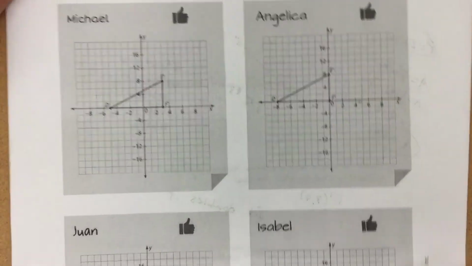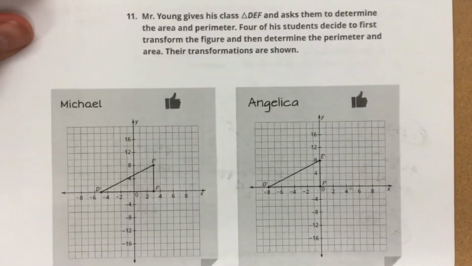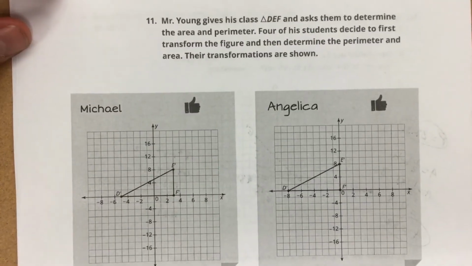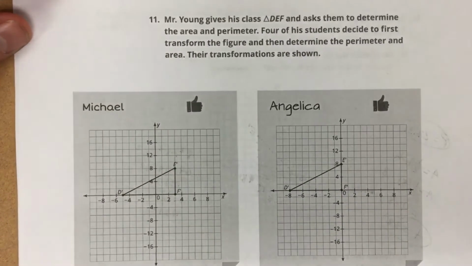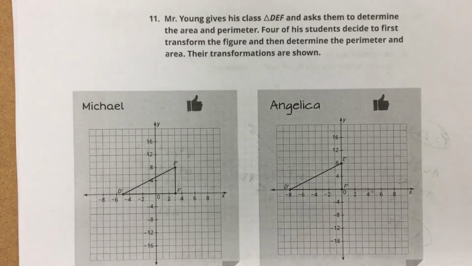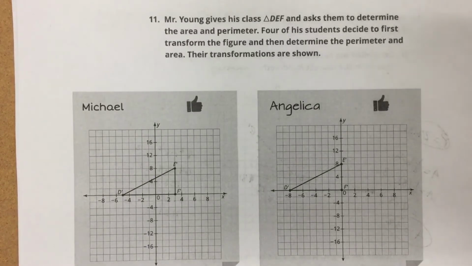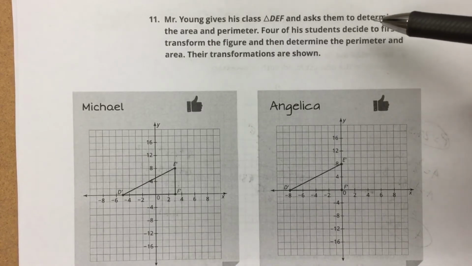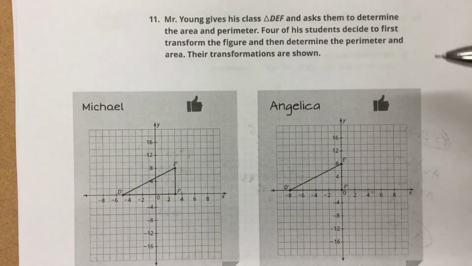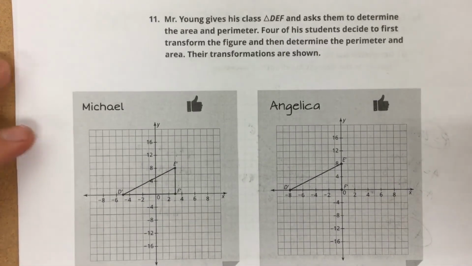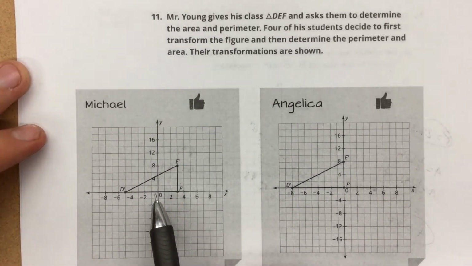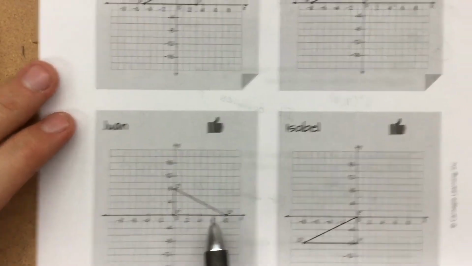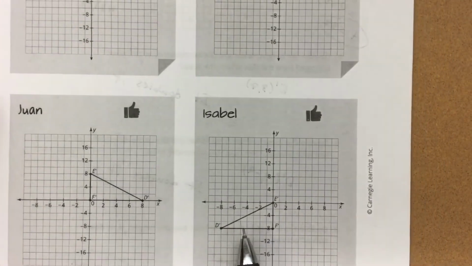Now we're looking at number 11. This might need to be a 3-part activity, which is gross, I apologize, but I do want to make sure to hit all of this for you guys. So 11 says, Mr. Young gives his class this same triangle, the same one we were just working with, and asks them to determine the area and perimeter. 4 of the students decide to first transform the figure and then determine the perimeter and area. Their translations are shown. You can see Michael's triangle here, Angelica's here, Juan has his triangle here, and then Isabella her triangle as well.